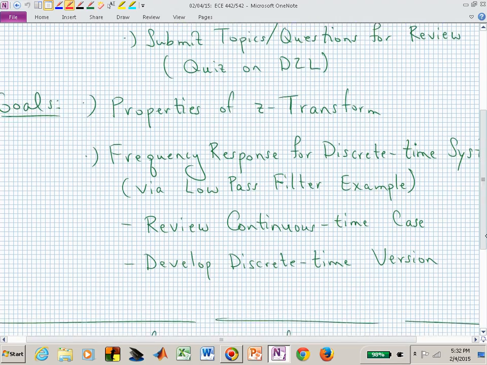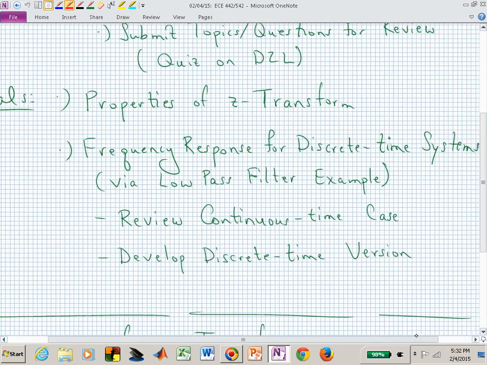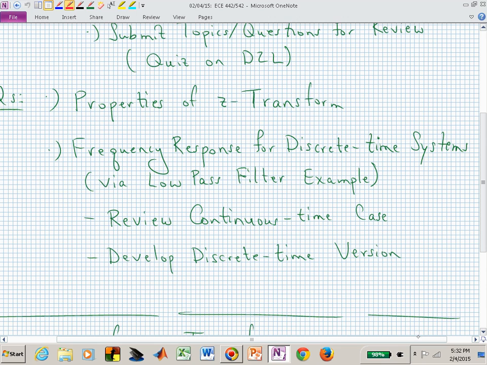Today what I want to do is try to finish up material for exam number 1. We'll talk about properties of Z-transforms, and this can be used on homework number 2, some of these properties, and mainly the first one, which is really superposition holds, is one way of saying that. And then we will get into the frequency response for discrete time systems, and I will just illustrate that by a low-pass filter example.